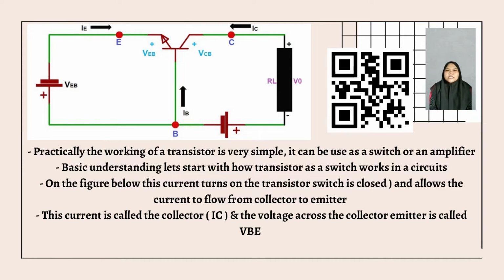On the figure below, this current turns on the transistor, the switch is closed and allows the current to flow from collector to emitter. This current is called the collector current IC and the voltage across the collector-emitter is called VCE.